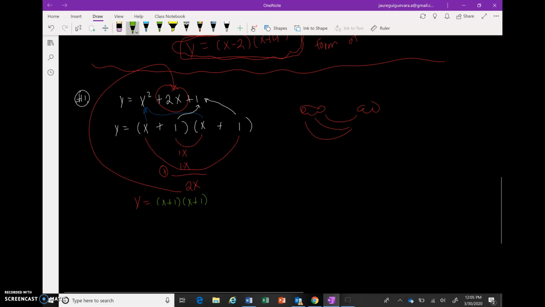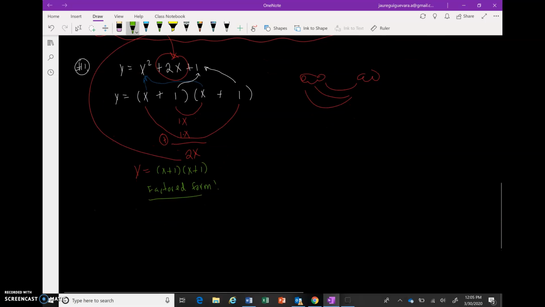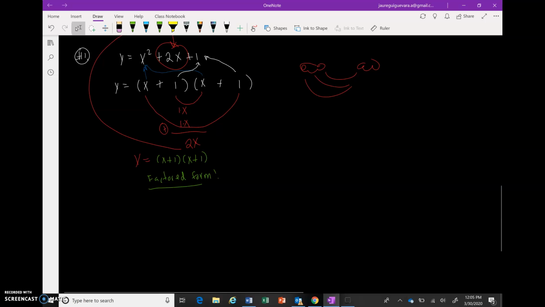Okay, so this is your factored form. Now, if you really wanted to check them, I won't even get into that. We'll get into that a little bit later, not yet. So that's how you do this one. Okay, so this is your answer.